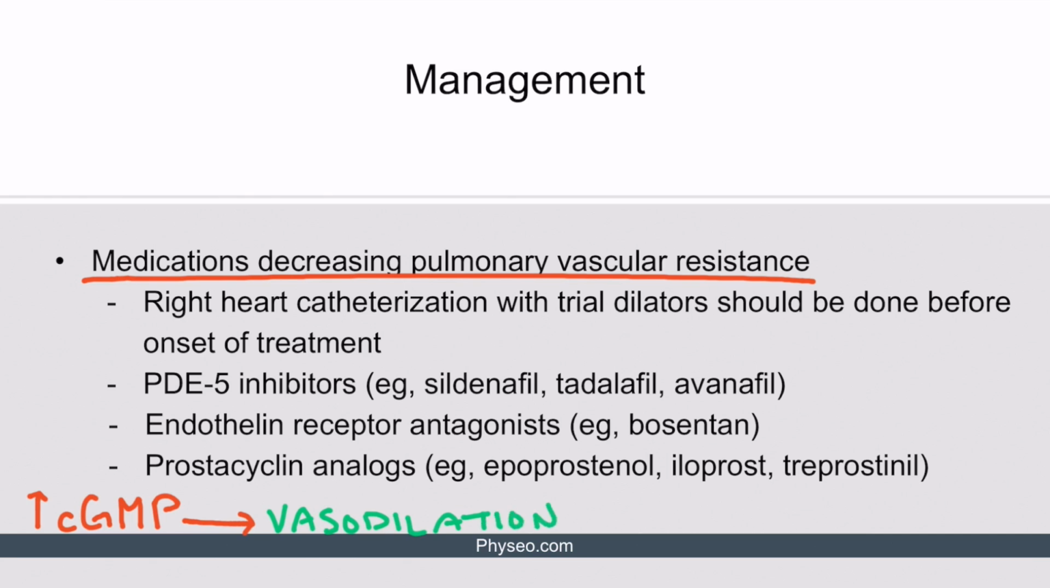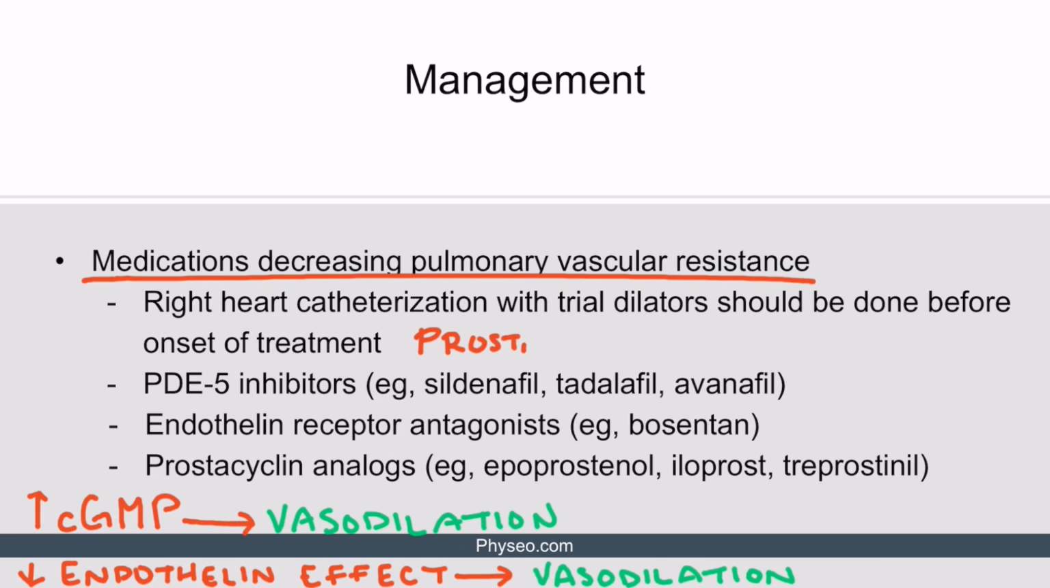We can also use endothelin receptor antagonists for pulmonary hypertension. A classic example is the drug bosentan. Endothelin normally causes vasoconstriction. Blockade of the action of endothelin will therefore result in vasodilation. Finally, prostacyclin analogs can also be used. These drugs include epoprostenol, iloprost, and treprostinil. Prostacyclin and its analogs cause vasodilation.